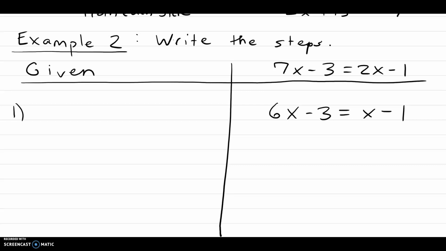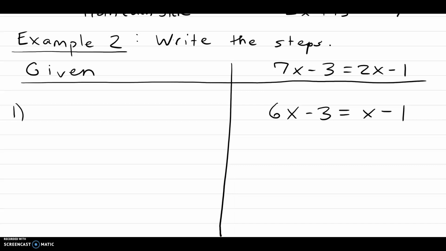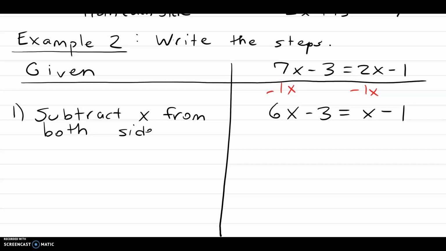So what it looks like happened here is that I subtracted 1x from both sides of the equation. So my step would be subtract x from both sides. That's how I got from the given to my step 1 here.